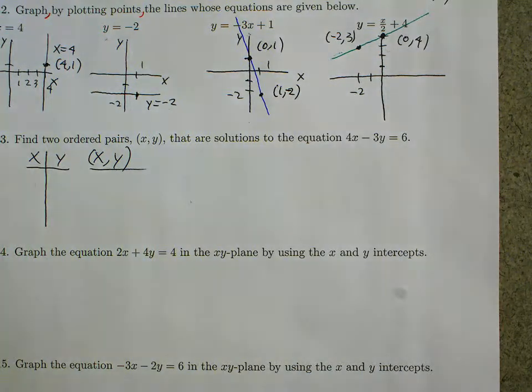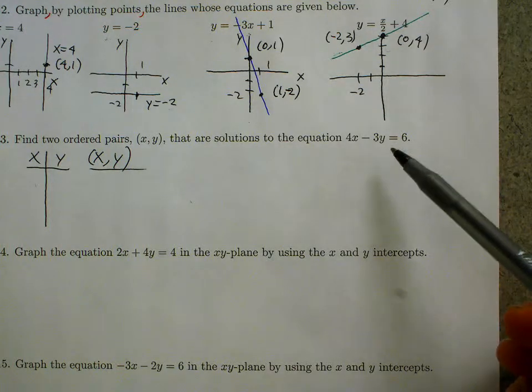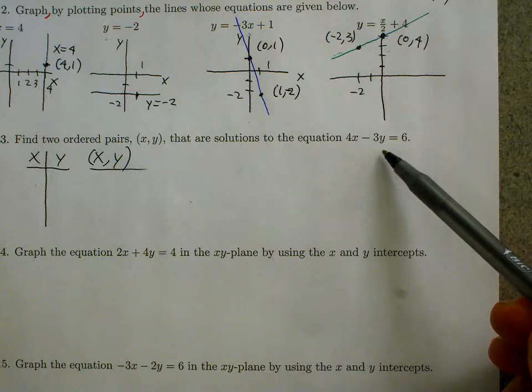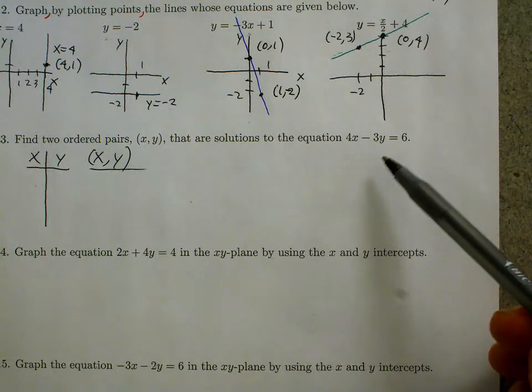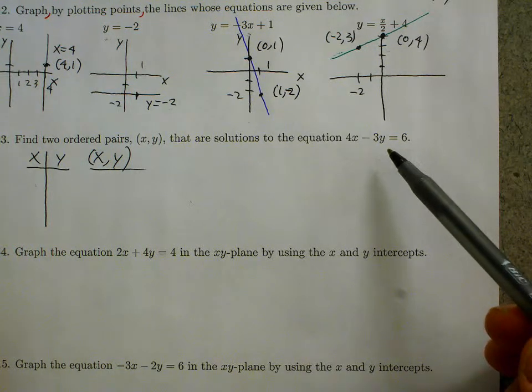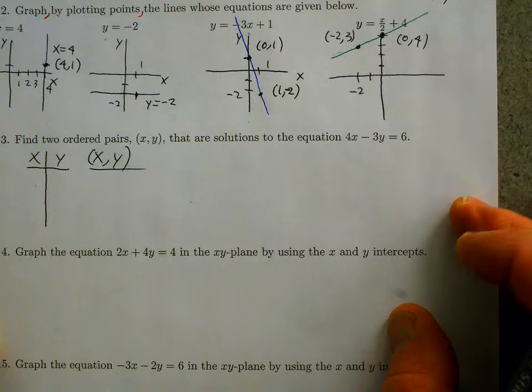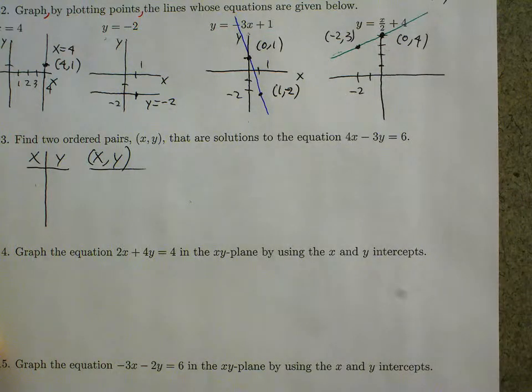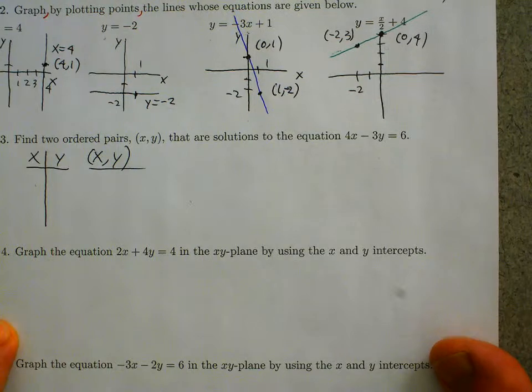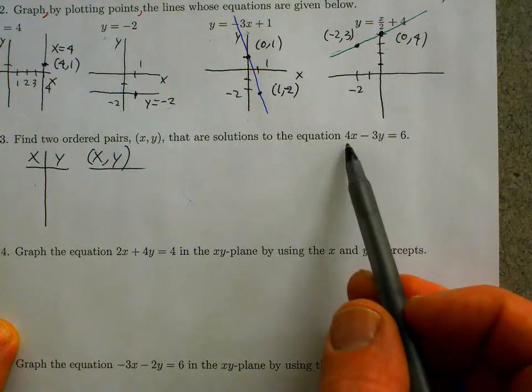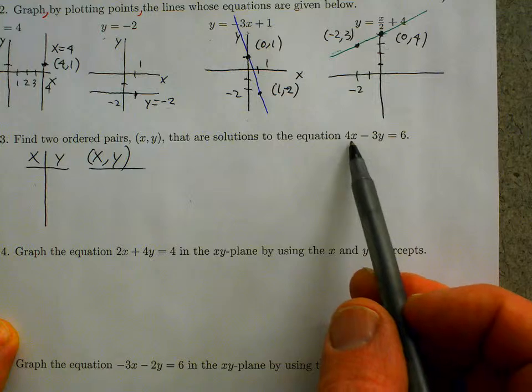start by picking x to be any number between negative infinity and positive infinity. Or if you prefer, you can pick y to be any number between negative infinity and positive infinity. But if you pick numbers that are close to 0 or even 0, those are more convenient to work with. So I'm going to just do what's easy. I'm going to pick x to be 0.